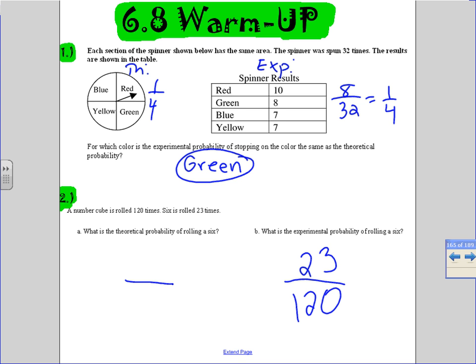Annalise? No, theoretical. Not experimental, theoretical. Sean? Good. Okay, remember, theoretical, in theory, what should happen when you roll that number cube? So if you're rolling a regular number cube that has 6 sides, in theory, it should land on each number 1/6 of the time. And then the experimental probability depends on what the experiment was and what happened. So here were the results for experimental. Annalise?